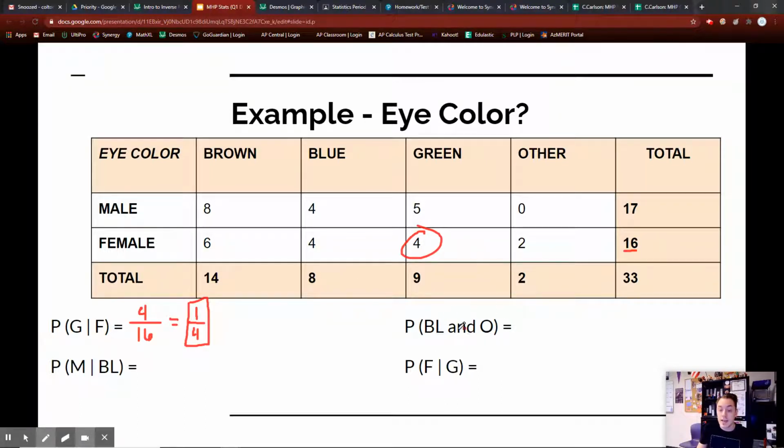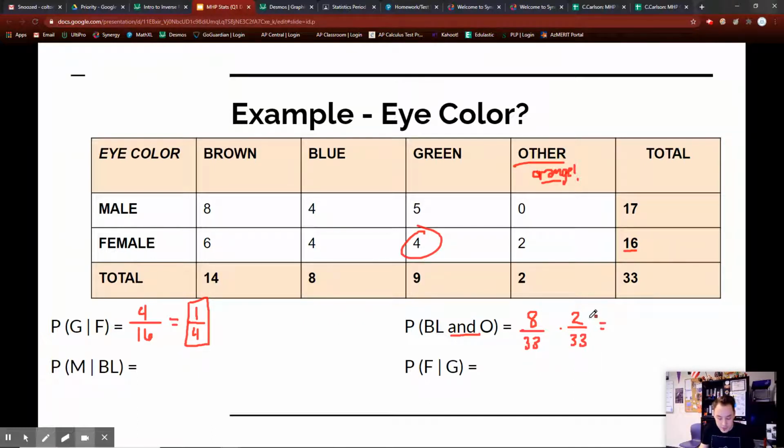Okay. Now it's and, so that means multiply. So blue and orange. Okay, or not orange. That is definitely another. Okay, this could definitely be orange if you wanted to, if you have those weird sort of contact lenses. But other, so blue or other. Sorry, blue and other. Blue and other. So blue is right here, total is 8. So I have 8 out of 33. And then times other. So other is 2 out of 33.